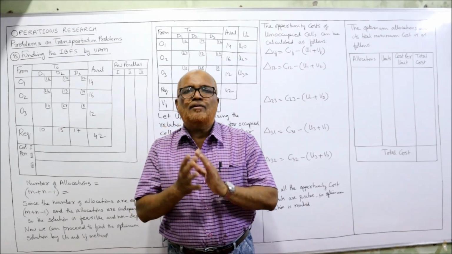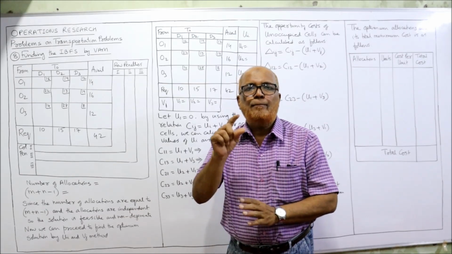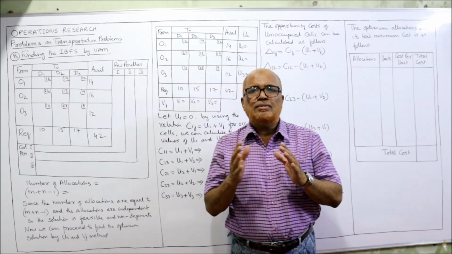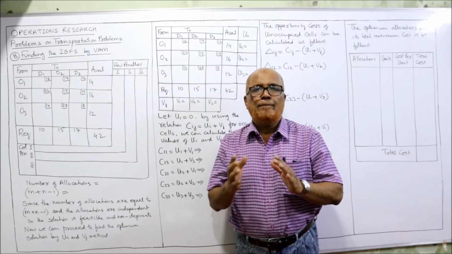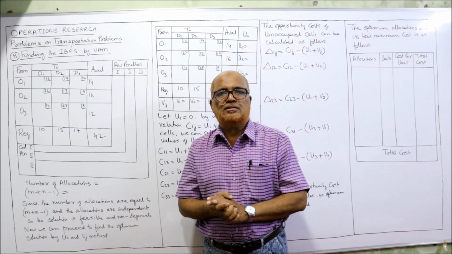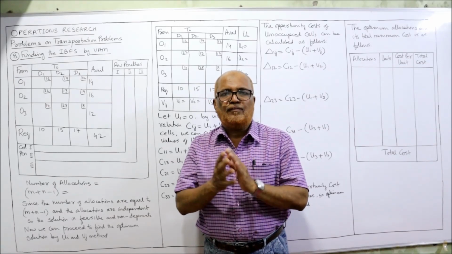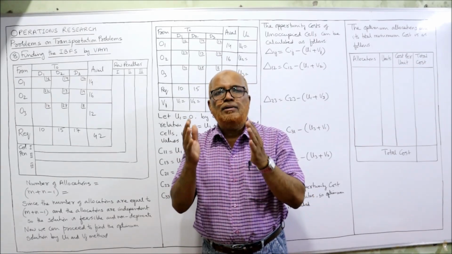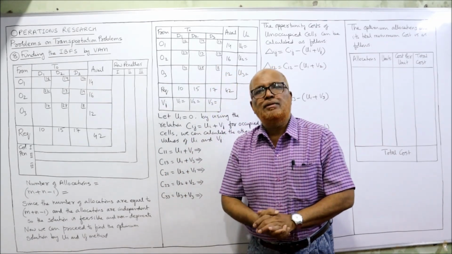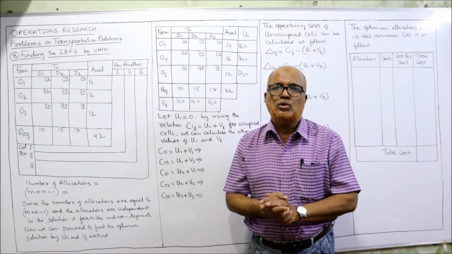For finding the IBFS, we apply the VAM method, Vogel's approximation method, because this method is superior compared to the northwest corner rule and least cost method. After finding the IBFS, most of the time the IBFS itself will become optimum, or sometimes 1 or 2 tables are required to find the optimum solution.